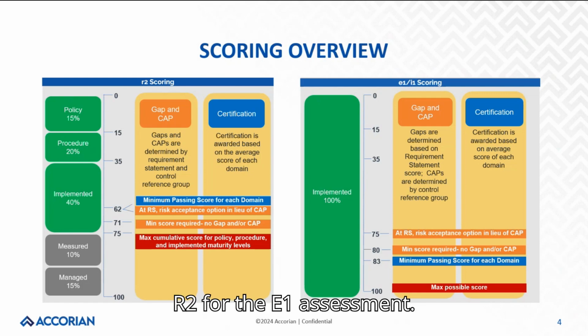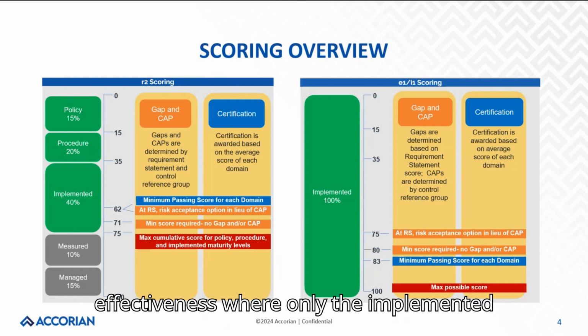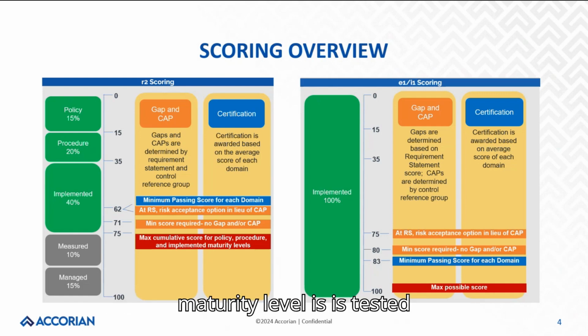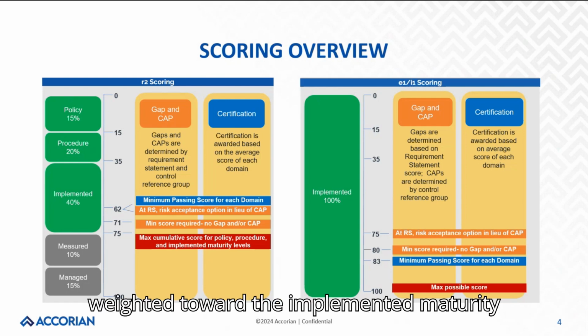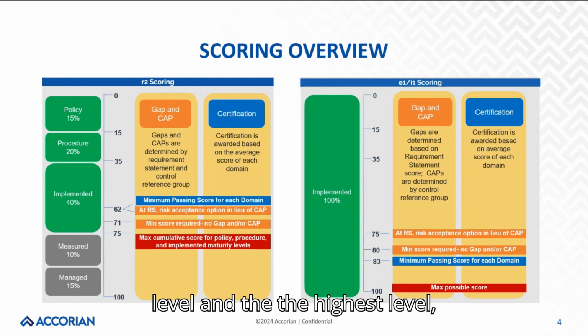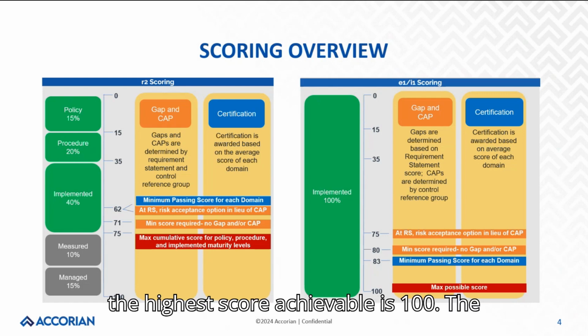That was the R2. For the E1 assessment, it is a review of operating effectiveness where only the implemented maturity level is tested, and therefore the highest achievable score is 100. All 100 points are weighted toward the implemented maturity level.